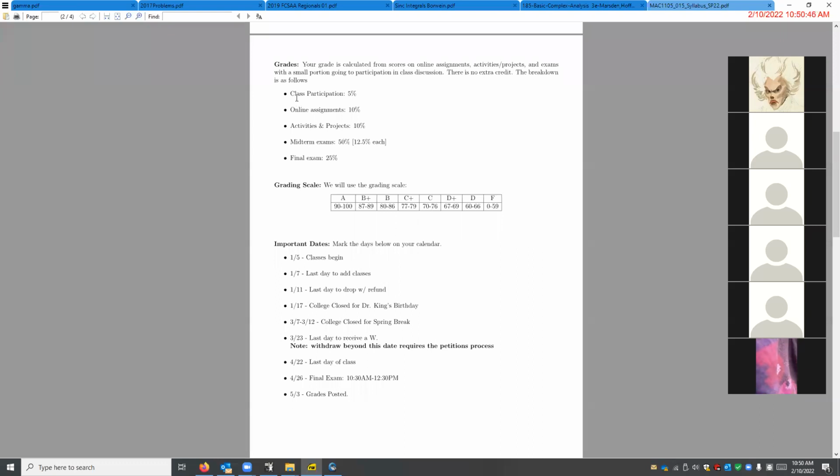If you come to the syllabus here, you see participation is worth 5%. Online assignments, that's the homework and quizzes in my open math, worth 10%. Activities and projects are 10%. Midterm exams are 50% overall, or 12.5% each. And then the final exam is 25%. So you can use these weights together with the percentages in my open math to calculate them.